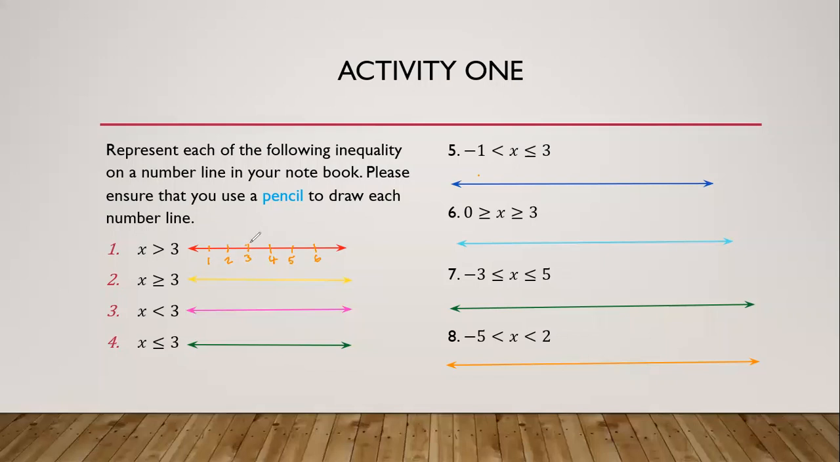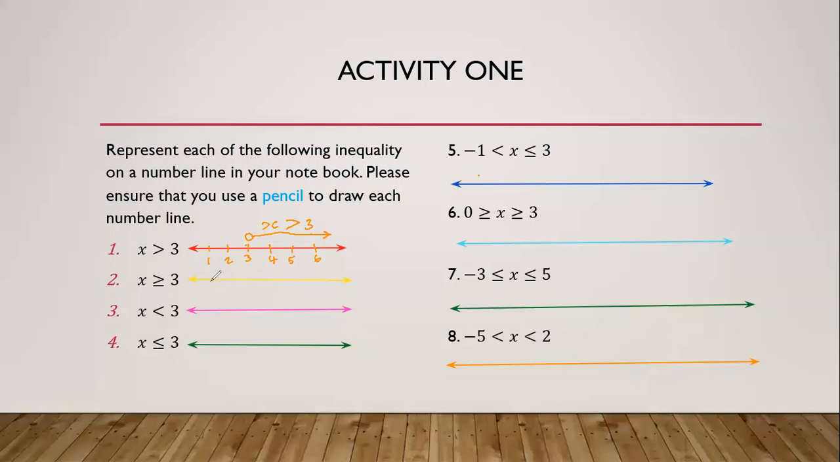We need to locate where 3 is, and we're going to put a circle above it. So we use an open circle, right? Now, greater than 3 means 4, 5, 6. So we need to put an arrow to indicate the values that are greater than 3. So we draw a straight line going this direction. And this is x is greater than 3, right?